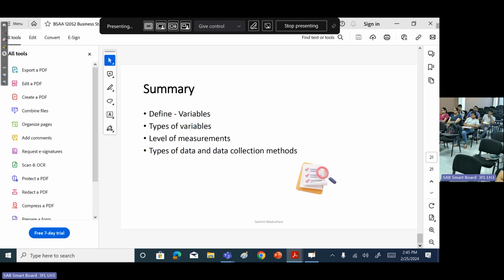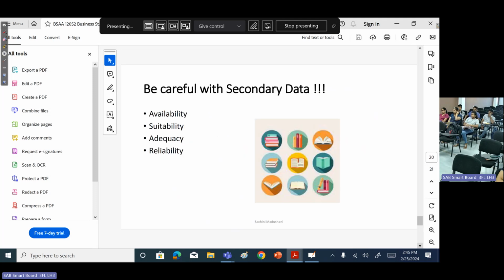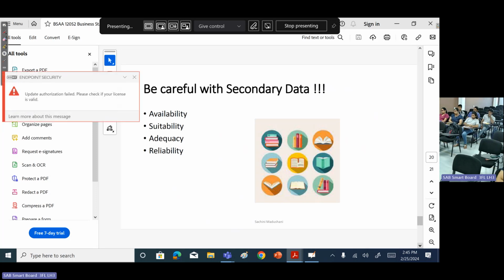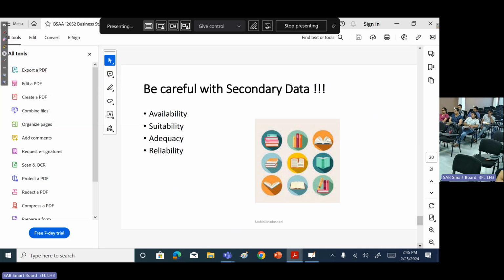Then the secondary data. Secondary data means data already collected by some other person. Be careful with it. First we check the availability. Once we decide to do the study, we check whether this kind of data is available or not, and where we can find this kind of data. Check the availability.